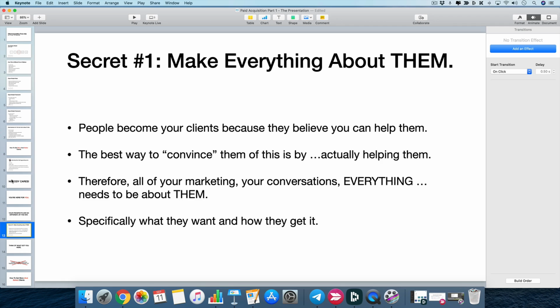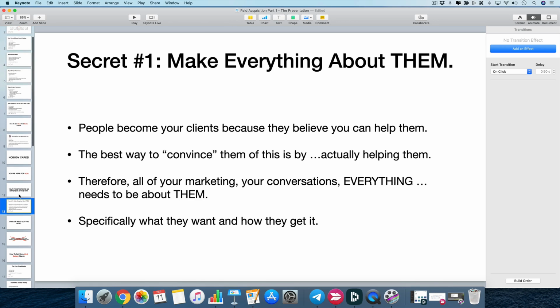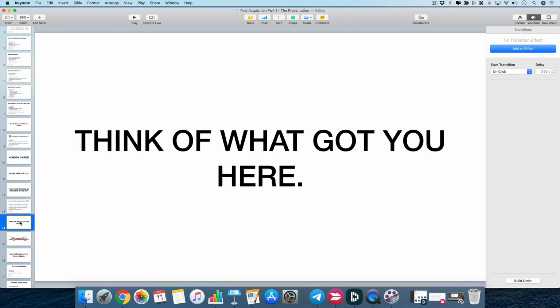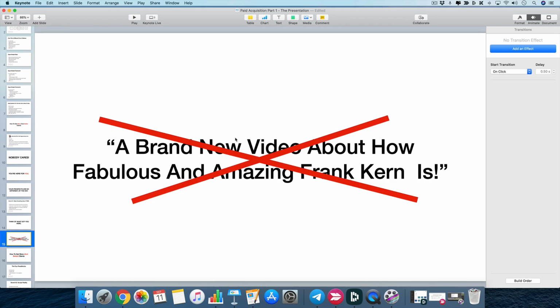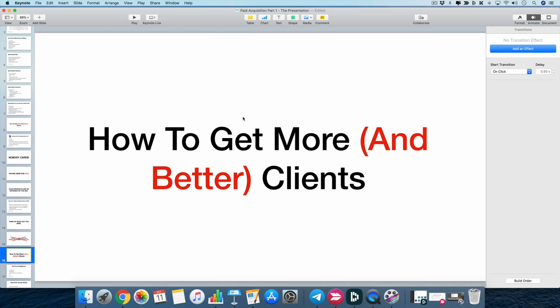So in this little chunk here, number one, I'm expressing what I genuinely believe to be true, and I'm also giving them that sense of relief. And so if you have the opportunity to do something similar, then do it. And if you don't, you're okay. Right? And so in the next couple of slides here, what I'm doing is basically illustrating this point, which is, hey, think of what got you here. If you would have seen an ad that says a brand new video about how fabulous and amazing Frank Kern is, you probably wouldn't be here. Instead, you're here for you. You want to learn how to get more and better clients. Let's get to it. Right?